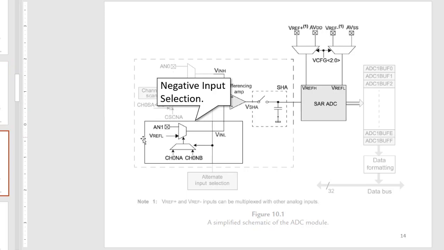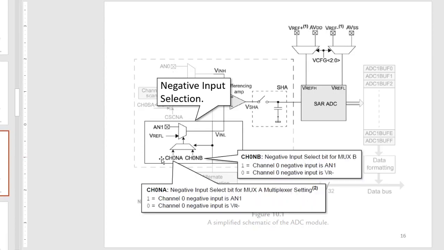Usually you will be just using the ref L, or the negative voltage reference of our SAR ADC, but sometimes you can also use our analog input 1 pin, or AN1. Now this here is our negative input select bit for multiplexer A setting for CH0 and A, and a multiplexer B select bit for CH0 and B.